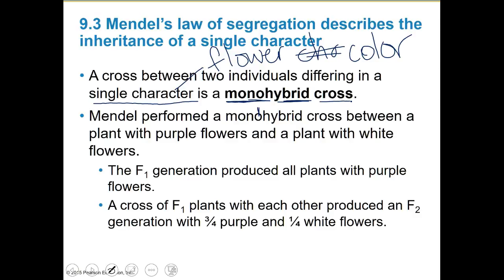Alright, so Mendel performed a monohybrid cross between a plant with purple flowers and a plant with white flowers. Okay, so these were true breeding purple and white. In the F1 generation, they all had purple. When he crossed the F1 plants with each other, what he found was 3/4 were purple and 1/4 were white. So the white jumped a generation there. Alright, and that's where we sit.